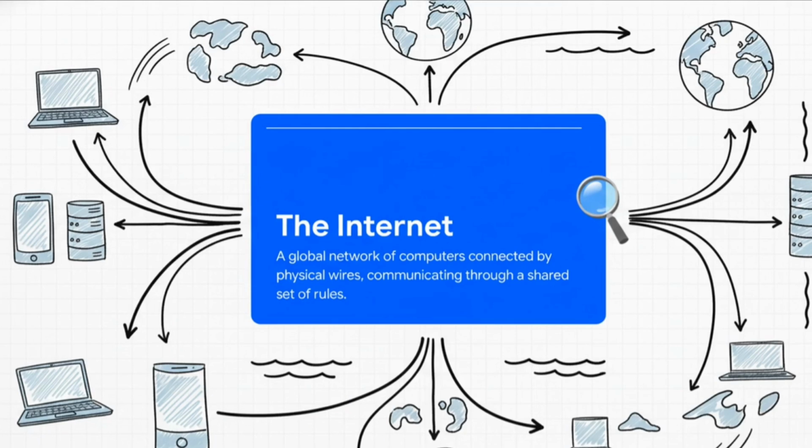And of course, when we connect all of these powerful little devices together, we get the internet. And let's be clear, it's not some magical cloud. It's a physical thing. It is a global network of computers connected by massive cables running under the oceans, all agreeing to speak the same language, the Internet Protocol, so they can share information with each other.